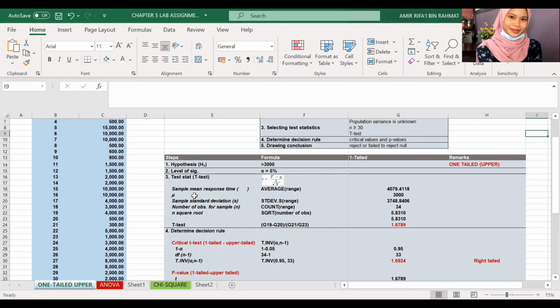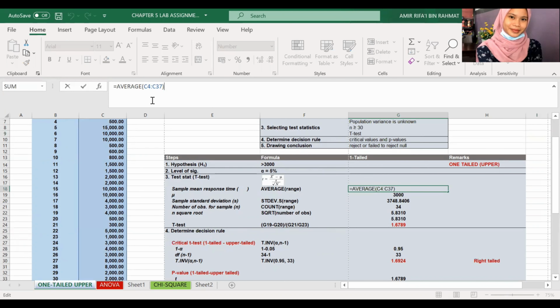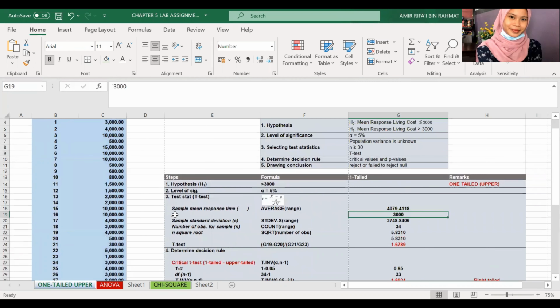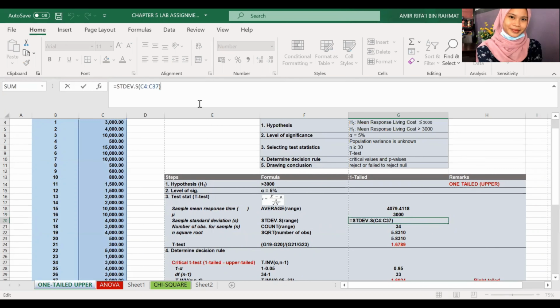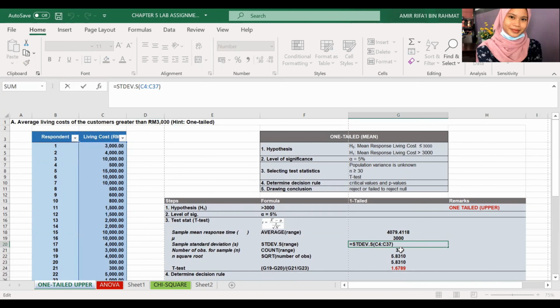For the sample mean, response time equals AVERAGE and highlight all living costs. For mu, it is 3000. For the sample standard deviation, equal STDEV.S and select all living costs. For the number of observations for the sample, equal COUNT and select all respondents. For n square root, equal SQRT and select the number of observations.